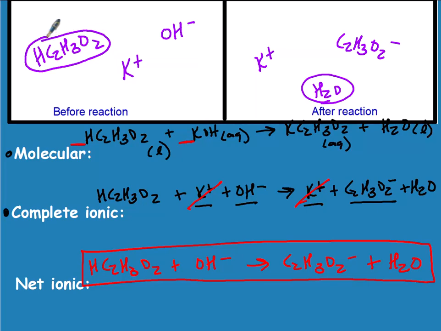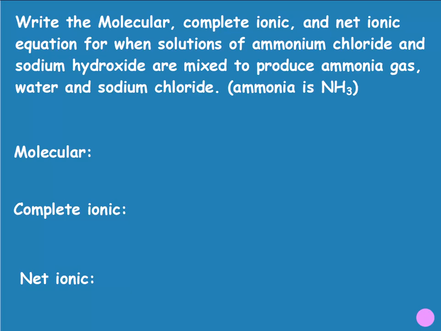And so really just the acetate and hydroxide swapped partners in the net ionic. And then we can see that potassium was floating around. It's still floating around, so that was our only spectator. Go ahead and pause the video and do your molecular and complete and net. So go ahead and go all the way through and finish molecular, complete, and net. Make sure that you balance. Restart when you're done.